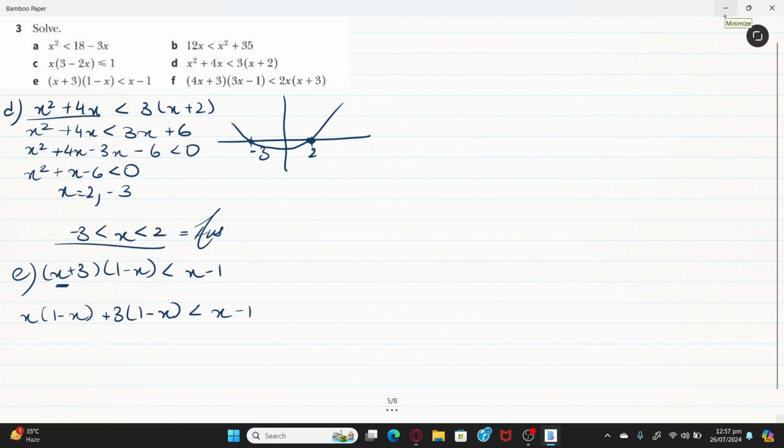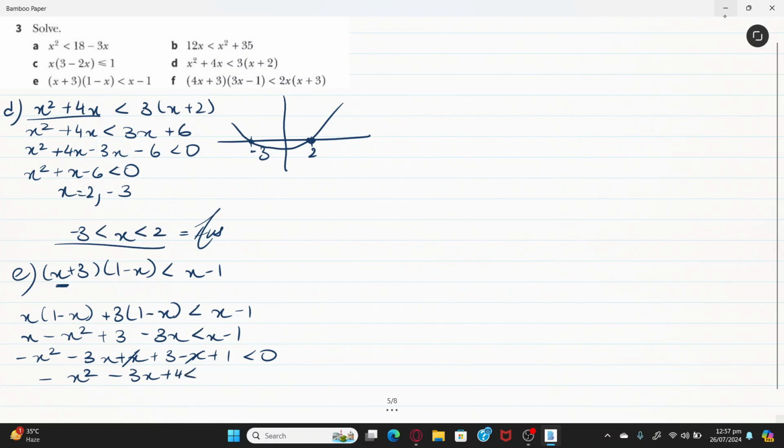So again, what were we going for? Yeah, so x minus x squared plus 3 minus 3x is lesser than x minus 1, and that's going to give us negative x squared minus 3x plus x plus 3, minus x again from the other side, plus 1 is lesser than 0, and this positive and negative x are going to cancel out. We are going to get something like negative x squared minus 3x plus 4 is lesser than 0. Again, take the negative as the common factor.